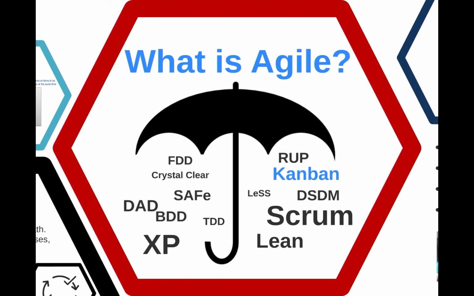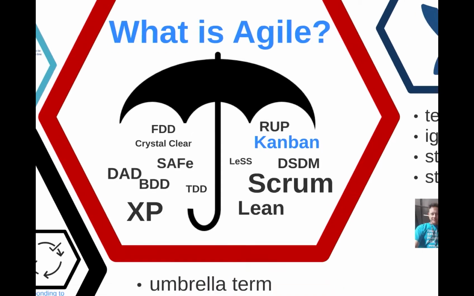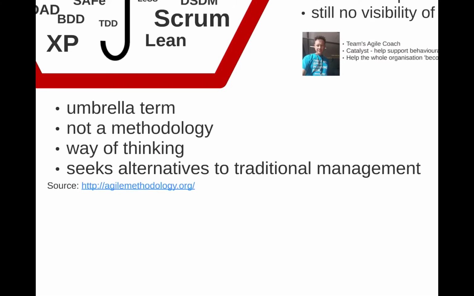When I use the term agile, this is what I'm referring to. An umbrella term, of which one of my teams was using this thing called Kanban. And there are other things that fall under that umbrella. Anyone recognise some of those? FDD, TDD, Scrum, Lean, XP, DAD, BDD, Crystal, which is not really used anymore, RUP. But it is an umbrella term.